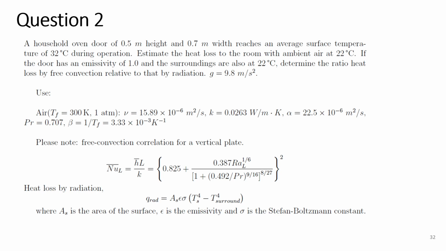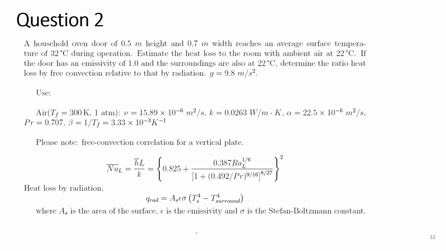So in this question, first we have to find the total heat loss to the room that is at an ambient temperature of 22 degrees Celsius, and it will be due to this radiation as well as free convection. And in the second part, we have been asked to find the ratio of that heat loss due to free convection relative to that of radiation. And in the hints, we have been given the Nusselt's number correlations for the given system, and also the heat loss by radiation is given by the Stefan-Boltzmann law.